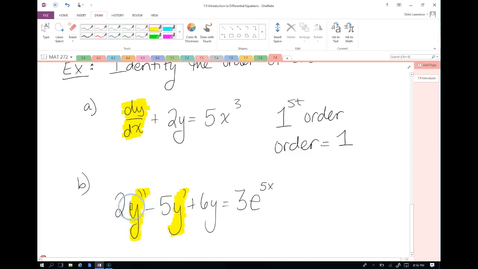But we can't say both of those. I can't say first and second. Order only refers to the highest order derivative. So 2 is bigger than 1. So this guy wins out. And this is second order. Or we could say that the order equals 2, because that equation contains a second derivative.